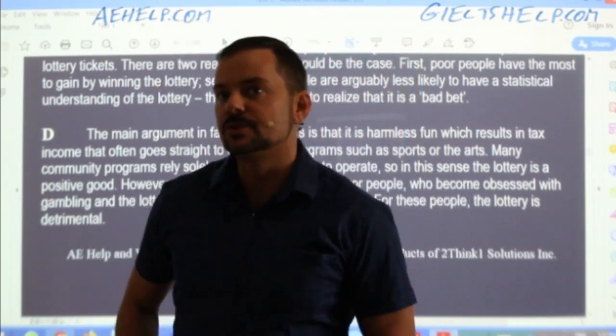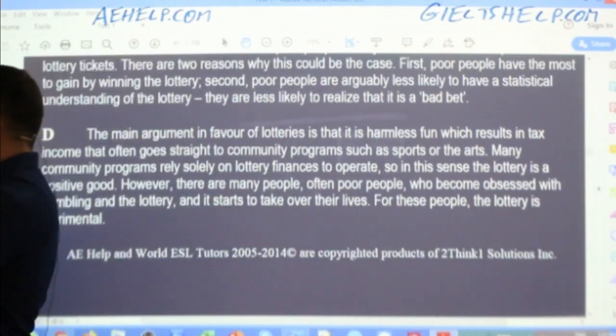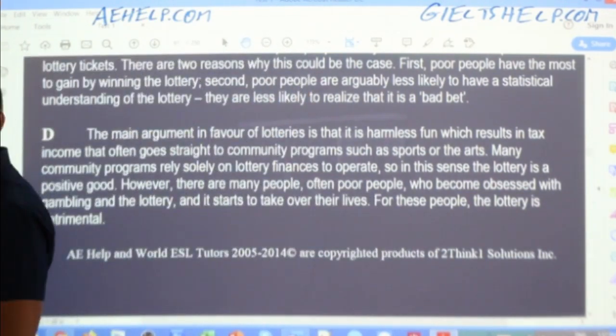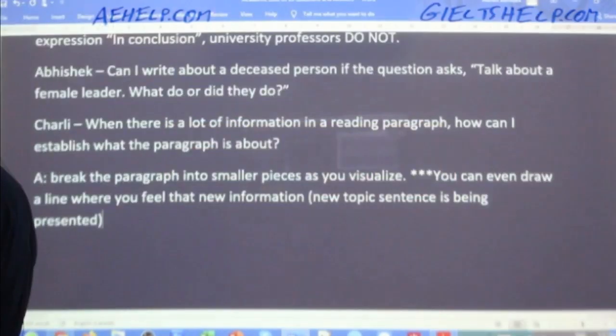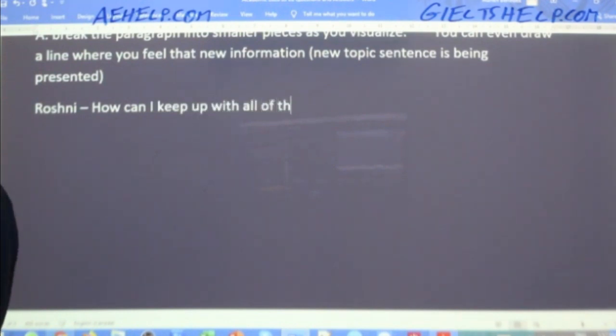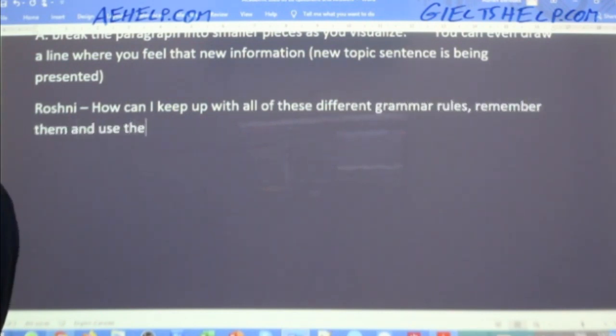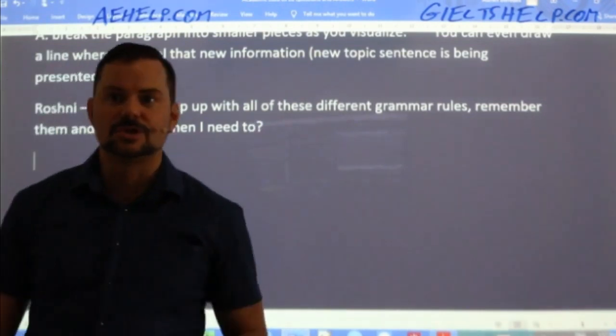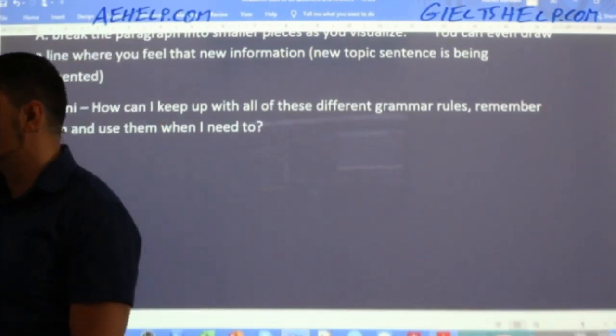Okay, yeah, that's a really nice question, Roshni, and I'm going to get into that one a little bit. I think that's a challenge for a lot of your peers as well. So Roshni is asking, how can I keep up with all of these different grammar rules, remember them, and use them when I need to? That's a good question. So, Roshni, that's a great question.